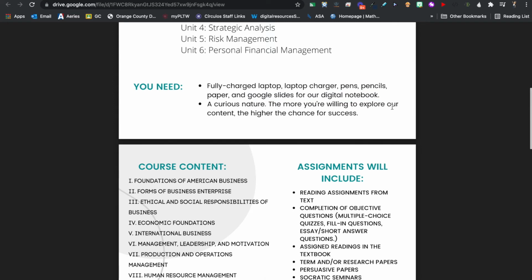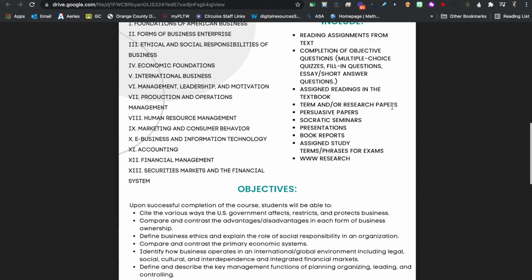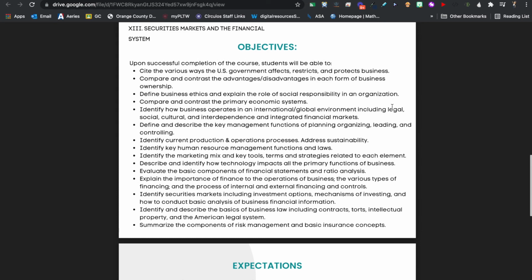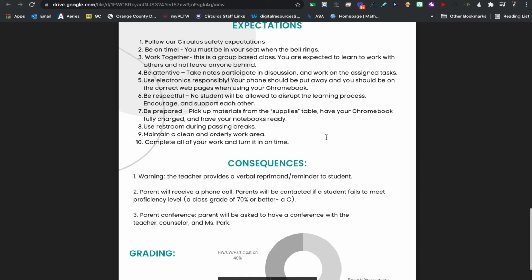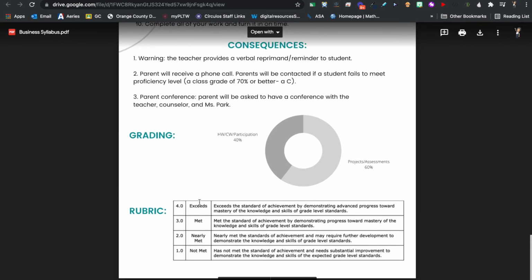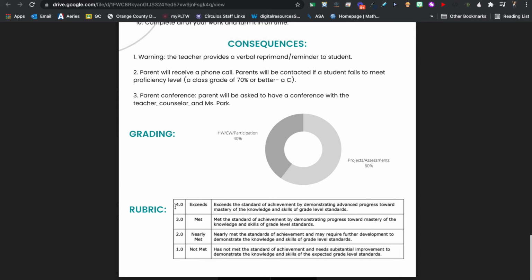This is a CTE class, so students that earn an A or B in the class will get college credit for this class through Santa Ana College. So it's an awesome opportunity to see if they are interested in business, and it could be a possible major in college. Some important considerations. The big one is that if a student's grade gets below a C, I will contact you just so that you are aware if it is at a C or getting below that.